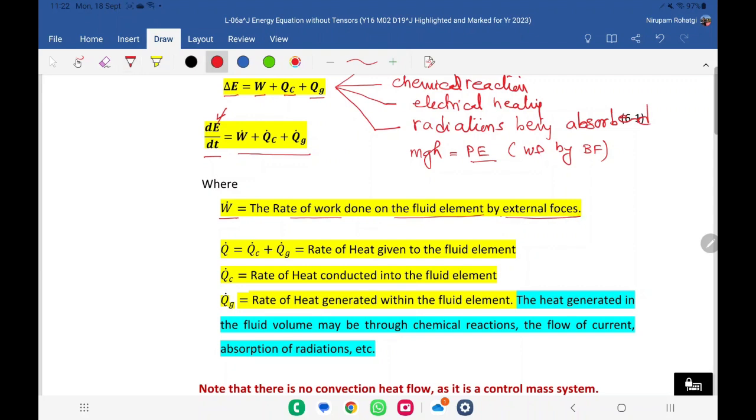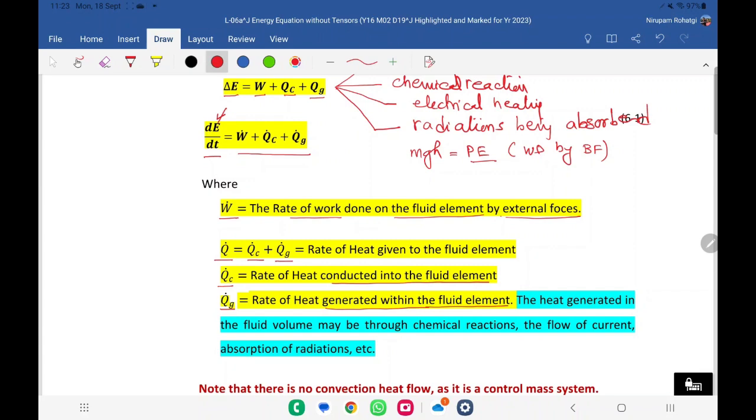That is the work done by external forces. Now Q dot has two components. One is the conduction, one is the heat generation. So Q dot C is the heat conducted into the fluid element, and Q dot G is the rate of heat generated within the fluid element.